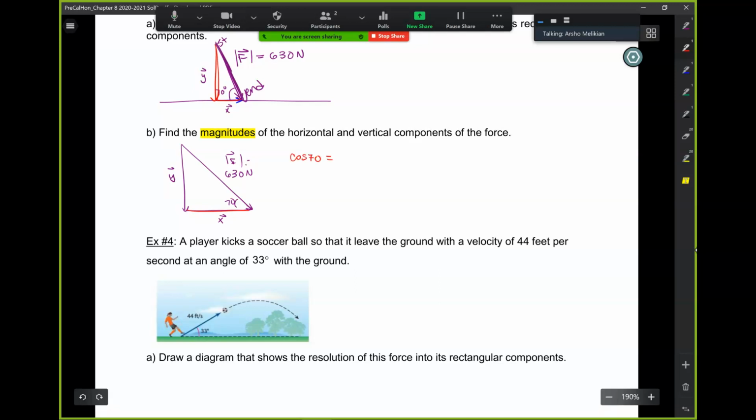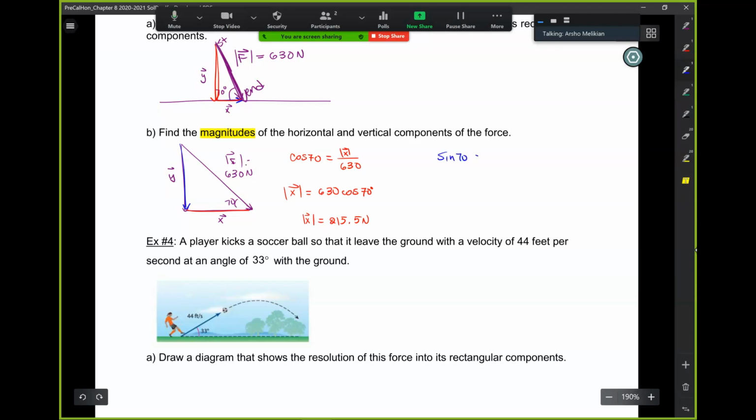Cosine of 70 is the magnitude of x over 630. So when I multiply both sides by 630, x is 630 cosine 70. Yes, you have to be in degrees. So x is 215.5 newtons. What do the absolute value signs mean? Means magnitude. Okay, perfect.